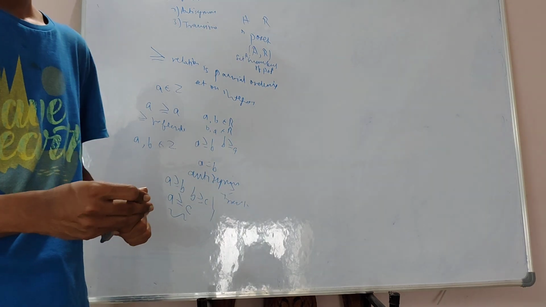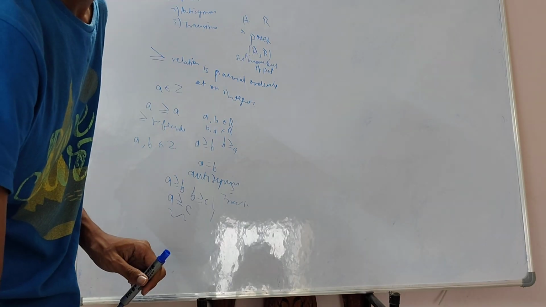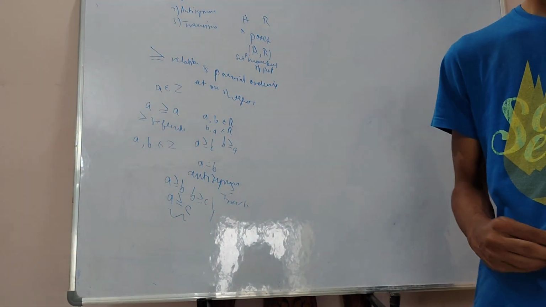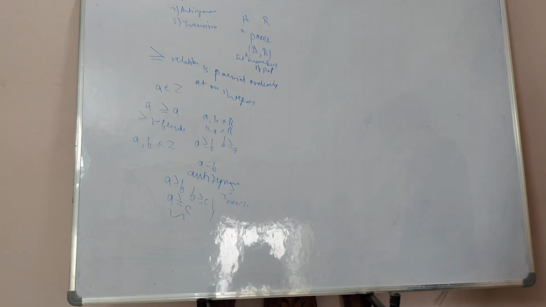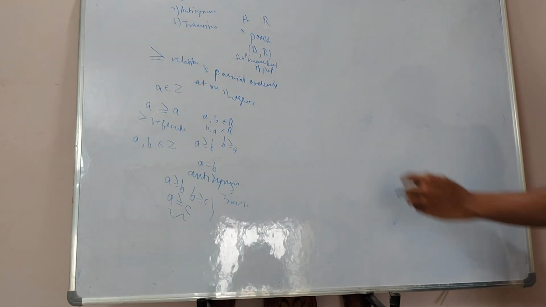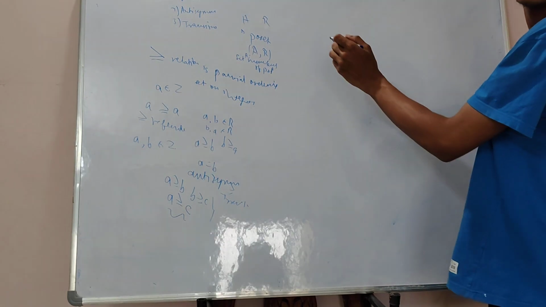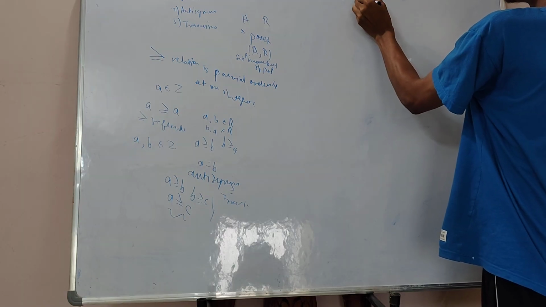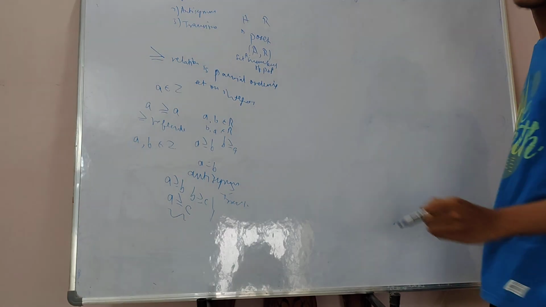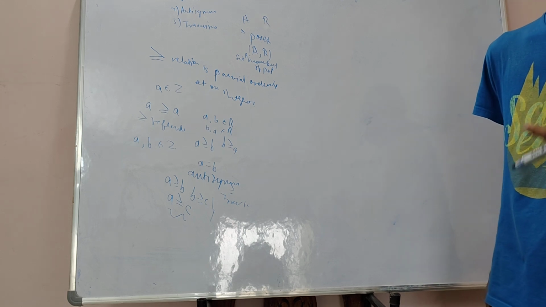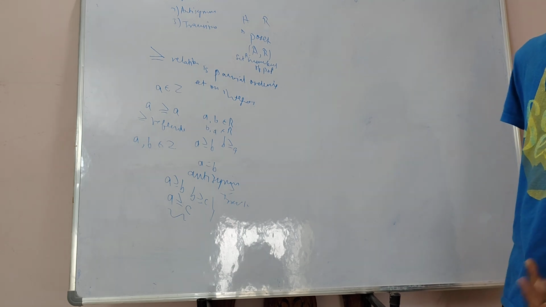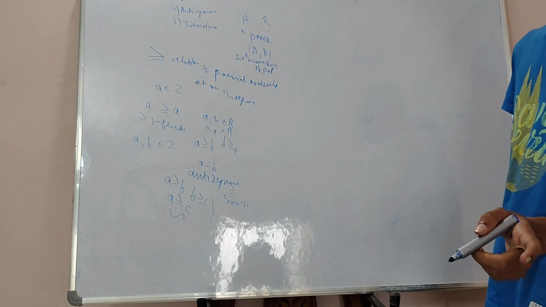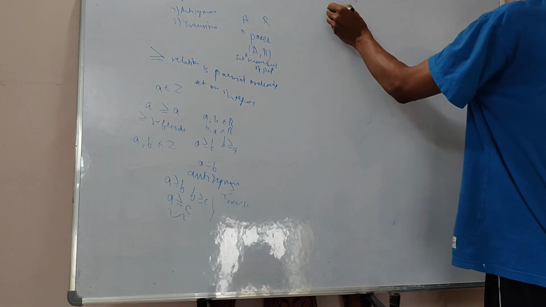Now we will discuss the Hasse diagram. So what is a Hasse diagram? It is a simplified drawing of a partial order. There are three rules of the Hasse diagram. First is removing self loops: elements that are related to themselves, we have to remove them. Then we have to remove arrows implied by transitivity.